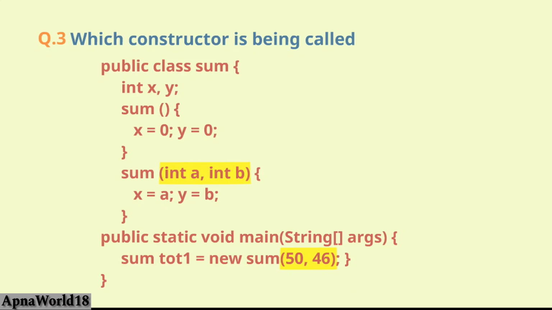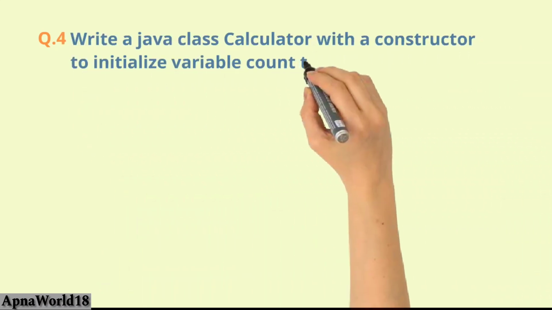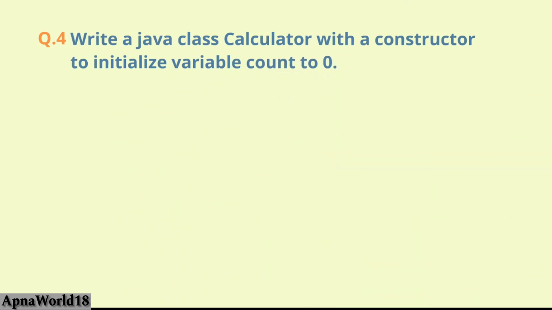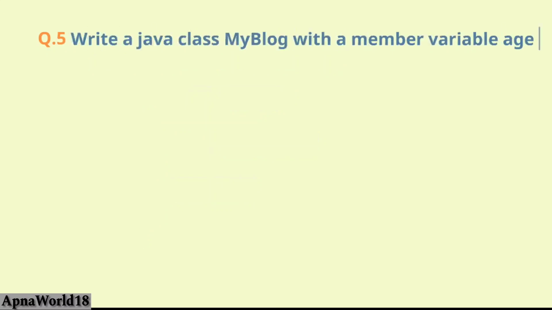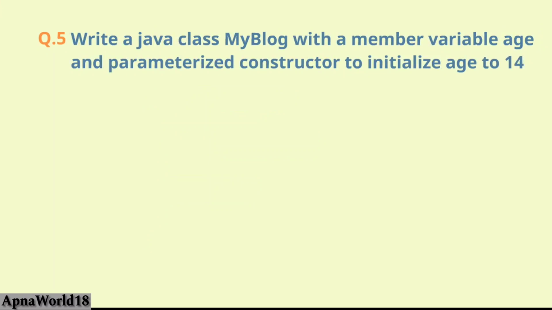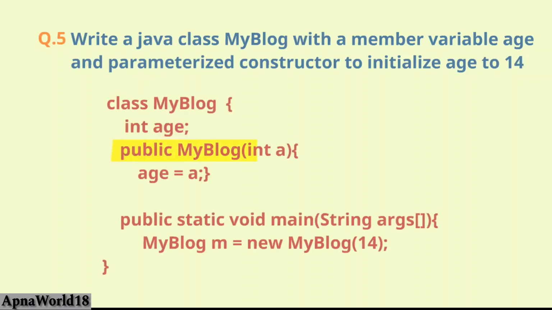Second type of question is where you are asked to write a code. Example, write a Java class calculator with a constructor to initialize variable count to 0. Here, we will write a class with a default constructor and initialize the variables. Another example is write a Java class myBlog with a member variable age and a constructor to initialize age to 14. Here, you will define the class with member variables and then write a parameterized constructor which takes in age.